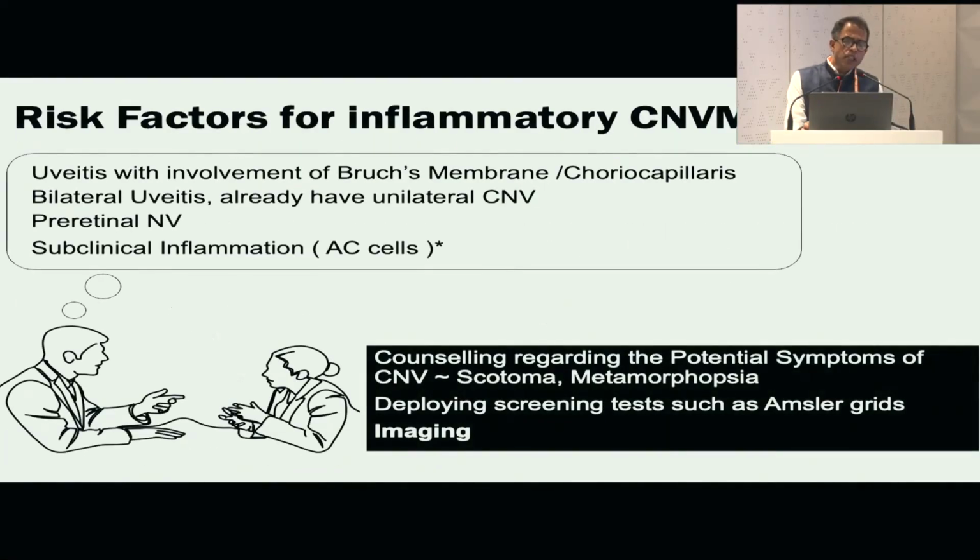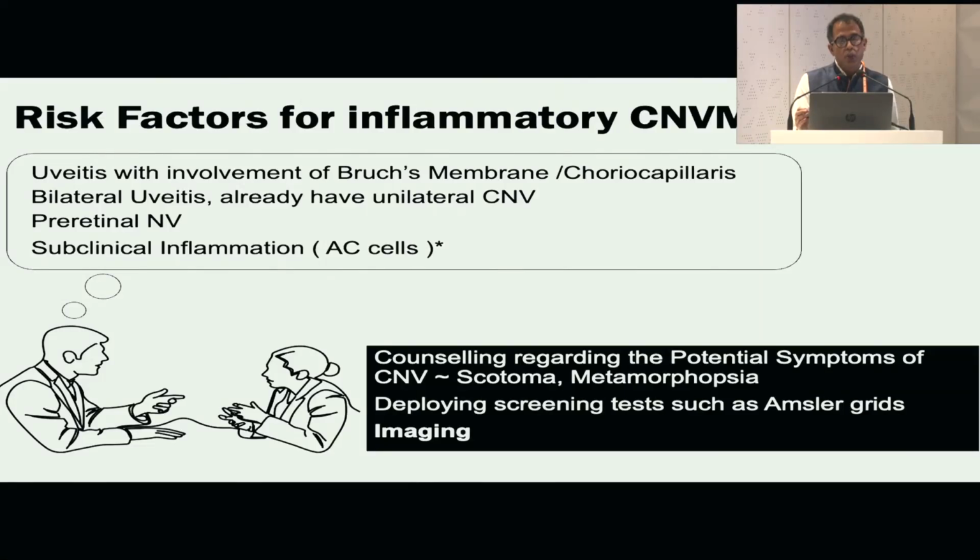Now, coming to the risk factors for inflammatory CNVM, you need to understand that uveitis with involvement of the Bruch's membrane or choriocapillaris carries a higher risk, such as VKH and sympathetic ophthalmia. Also, patients with bilateral uveitis who already had a history of CNVM in the other eye are prone to develop it. Pre-retinal neovascularization, as I said, is very important.